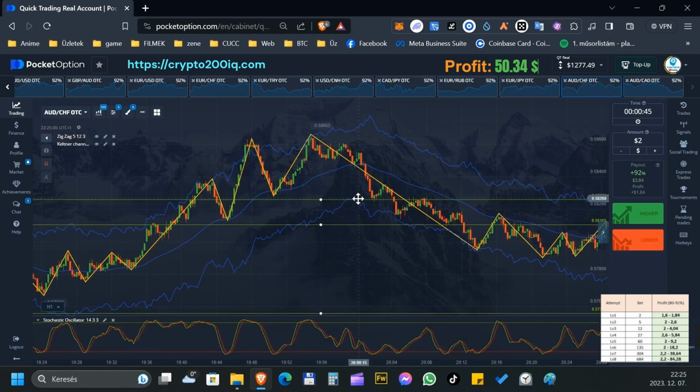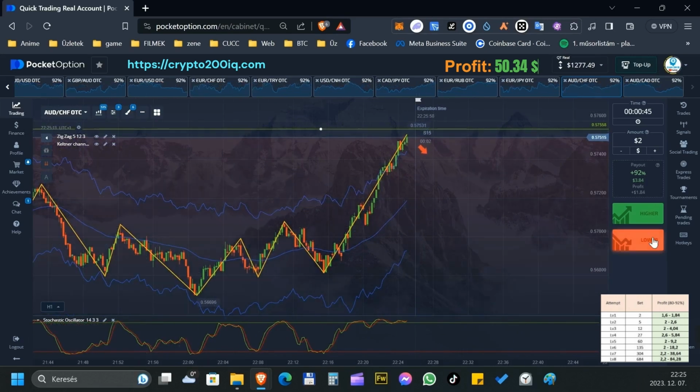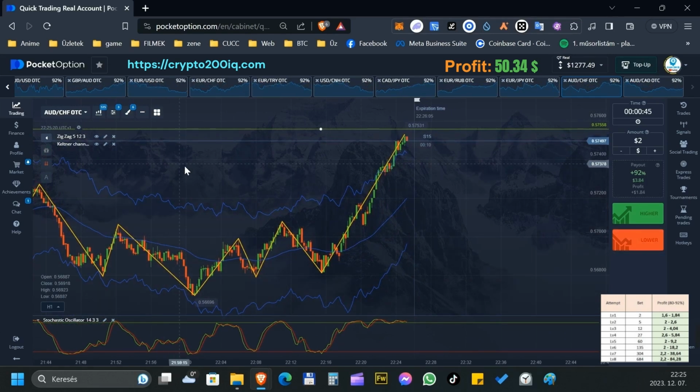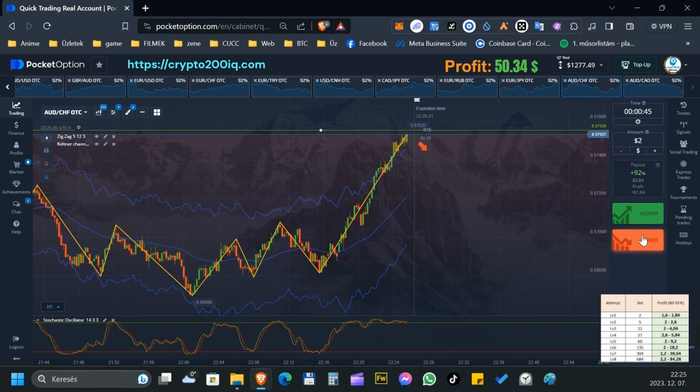It's worth waiting, don't rush. If you miss something, don't force it. It seems to be going further up, it could still be good. The indicators are signaling. And it seems we're slowly approaching our first line.